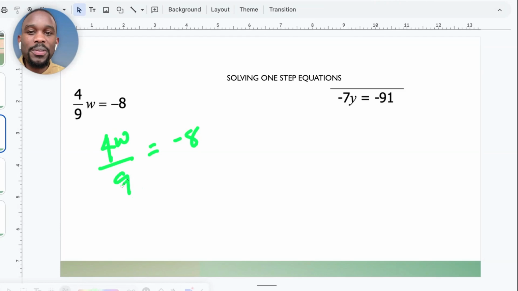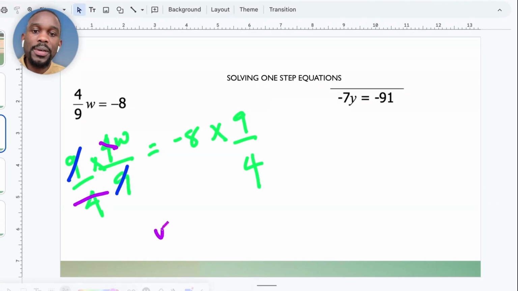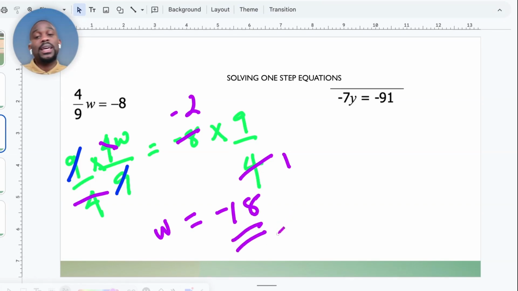To undo the 4 out of 9, our 9 is down, so I want 9 to be up, and 4 is up, I want 4 to be down. So I multiply by the reciprocal, 9 out of 4, on both sides of the equation. Let's see what cancels. You see how this 9 is up and this 9 is down? That would cancel, right? And you see how this 4 is down and the other 4 is up? They would cancel. So we're left with w. So w is equal to, this 4 will reduce this 8 to negative 2. So negative 2 times 9 gives us negative 18. So the value of w is negative 18.